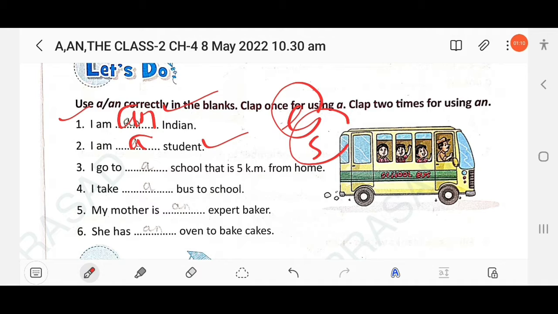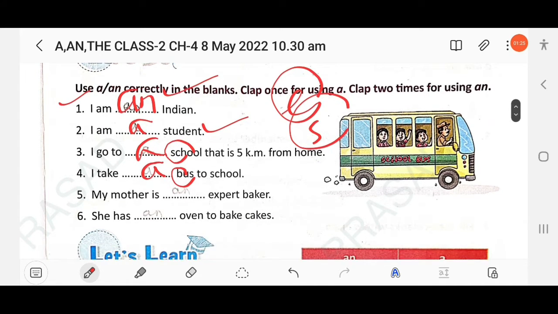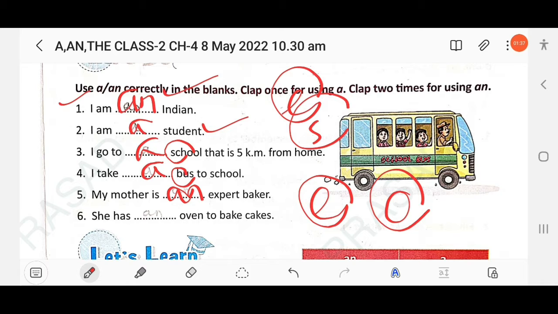Then next: I go to a dash school that is 5 kilometers from home. I go to a school. Then next: I take dash bus to school, a bus. As you find, it is a consonant, that's why you have to use a. Then next: my mother is a dash expert. Here the pronunciation is a vowel. That's why you have to use an. Then next: she has dash oven to bake cakes. Oven, o, vowel pronunciation. So you have to use an.